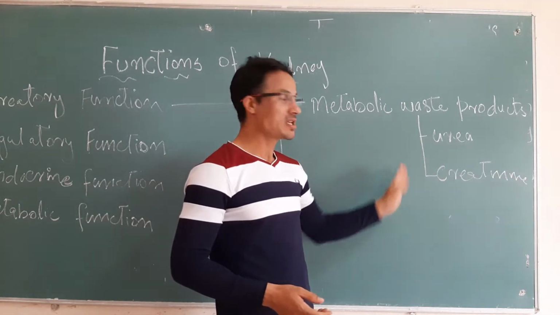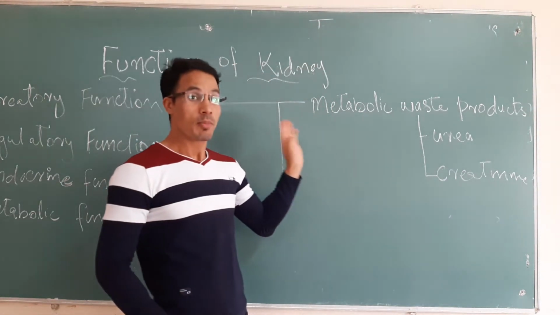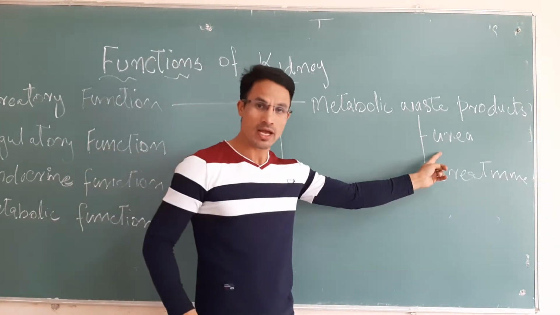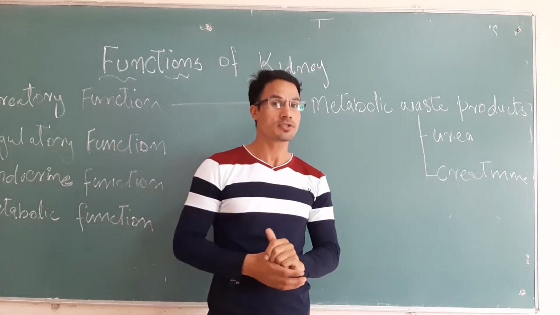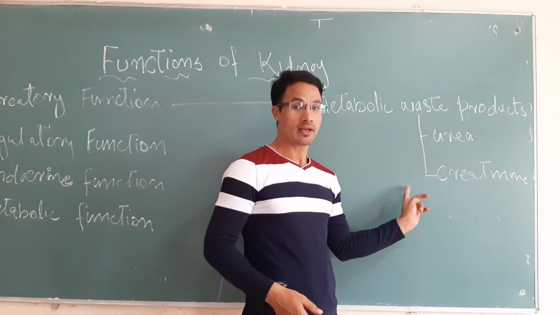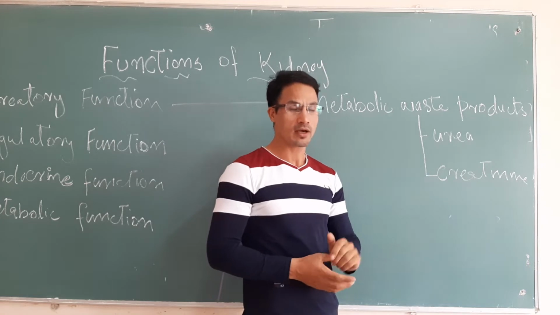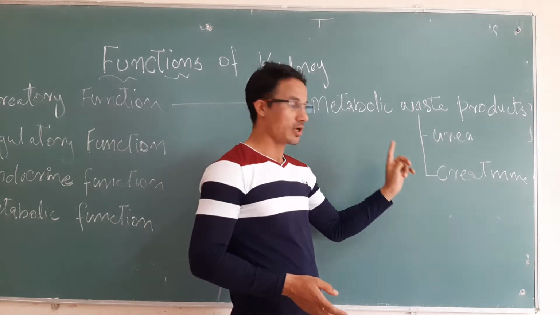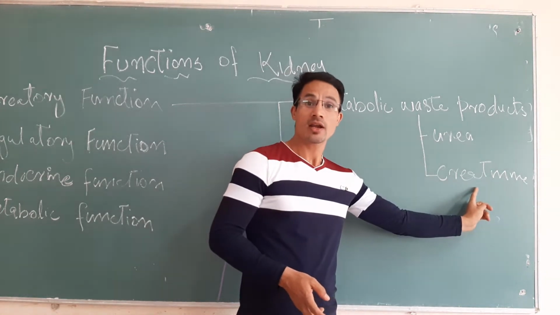These are the waste products present in the body which are excreted by the kidney. The first ones are urea and creatinine. Creatinine is important: if we have to check the renal function, we have to check the creatinine level, not the urea level. Most students think that if we have to check the functions of the kidney, we have to check the urea. That's wrong. For any dysfunction of the kidney, we have to check the creatinine level.